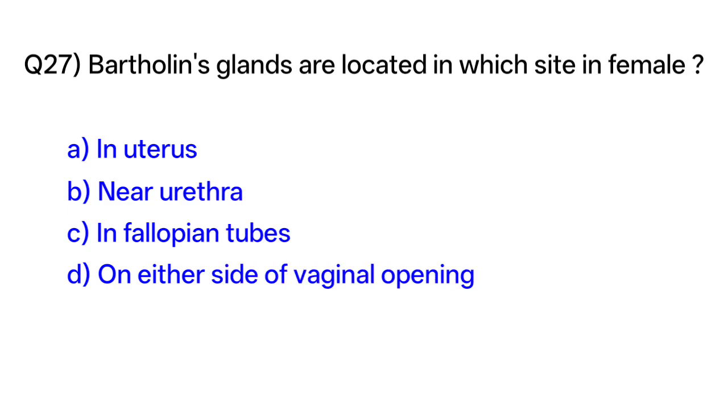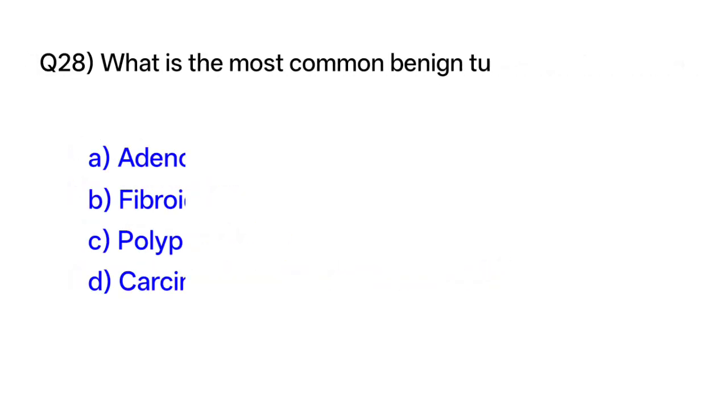Question number 27. Bartholin glands are located in which site in female? The correct option is D. On either side of vaginal opening. Question number 28. What is the most common benign tumor of the uterus? The correct option is B. Fibroid.